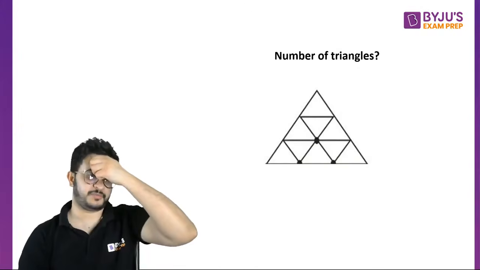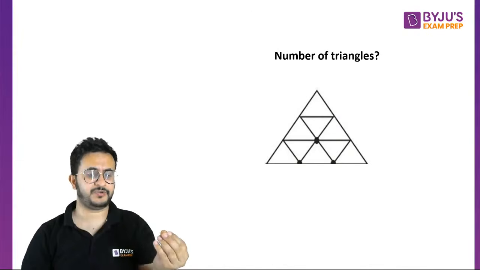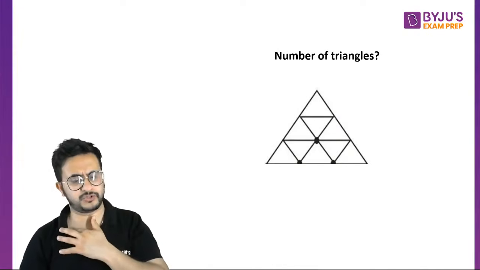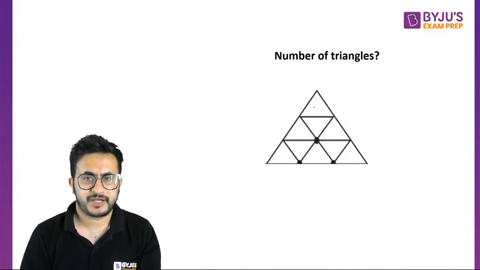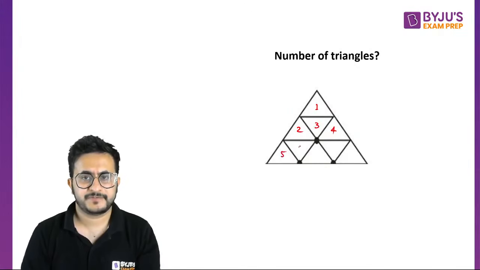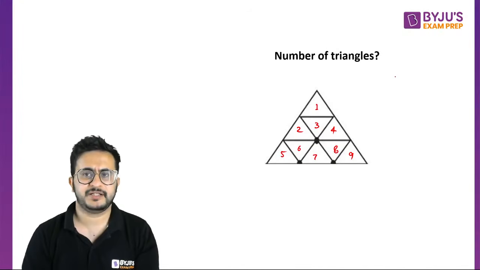Okay, so let us count the number of triangles. Let us first count, then I'll give you the method also. You should not be counting in that scenario. So one triangle is the top triangle. Then we have 2, 3, 4, 5, 6, 7, 8, 9. So on that side where the length is 1, we have 9 triangles.